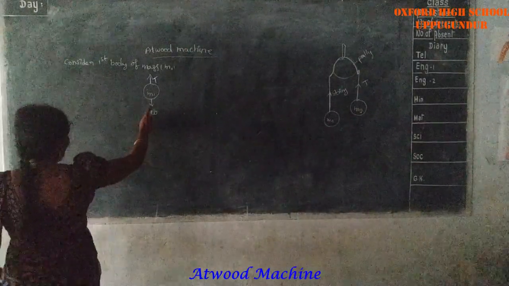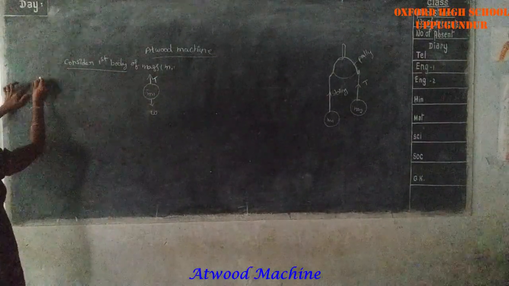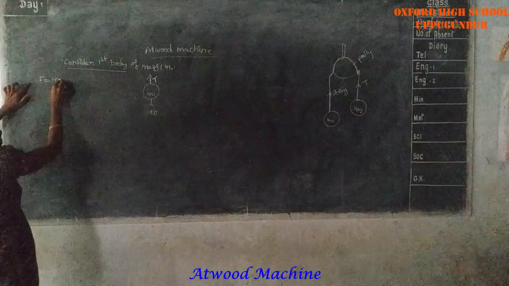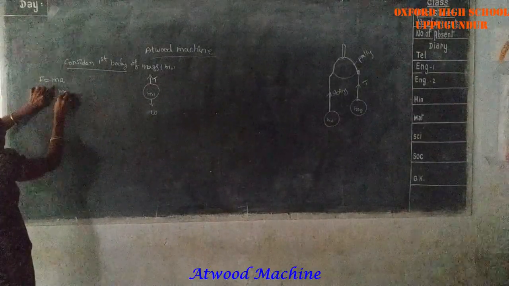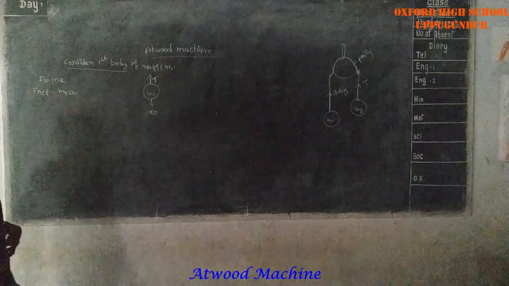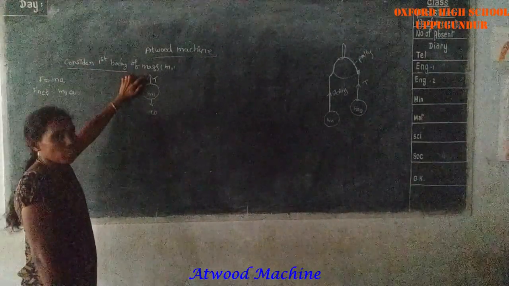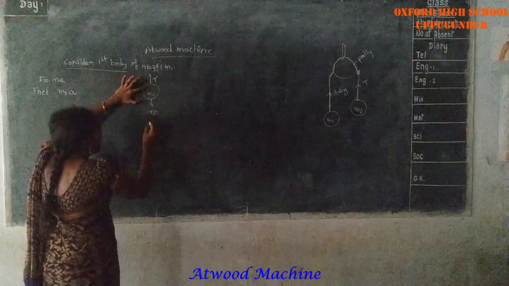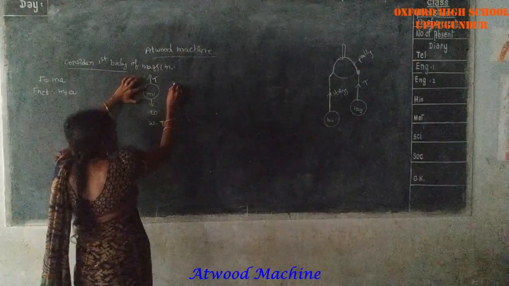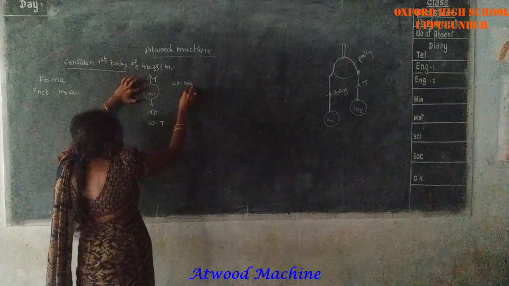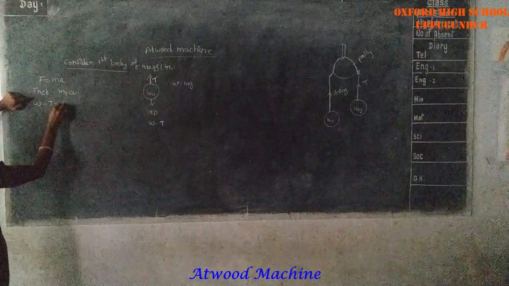See, consider the first body of mass M1. The net force acting on that body: the formula F is equal to ma, we know very well. The net force acting on the first body, F net, is equal to M1a. Here also two forces are acting, one in the upward direction and the second in the downward direction. F net should be written as W minus T is equal to M1a. W is the weight of the body, and the formula for weight is mg.